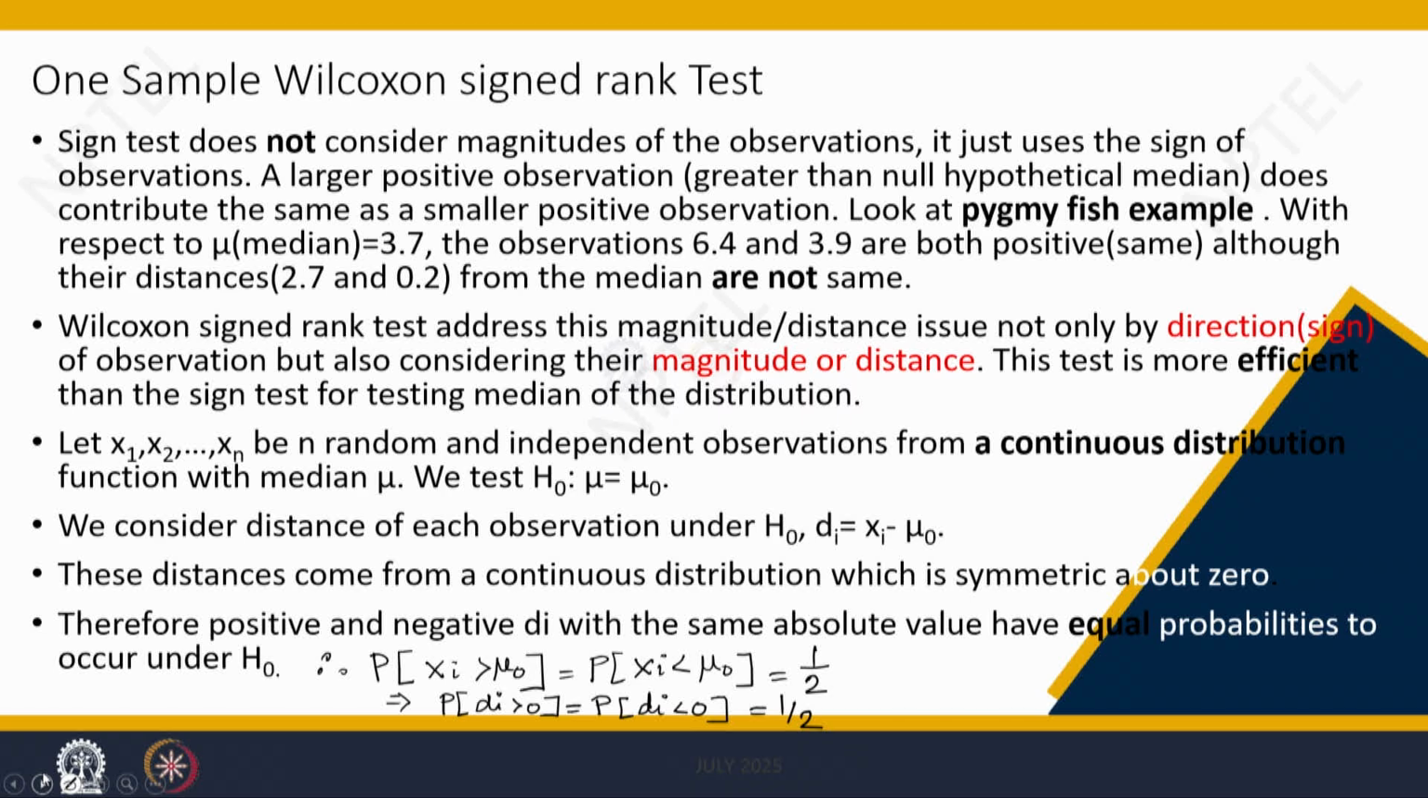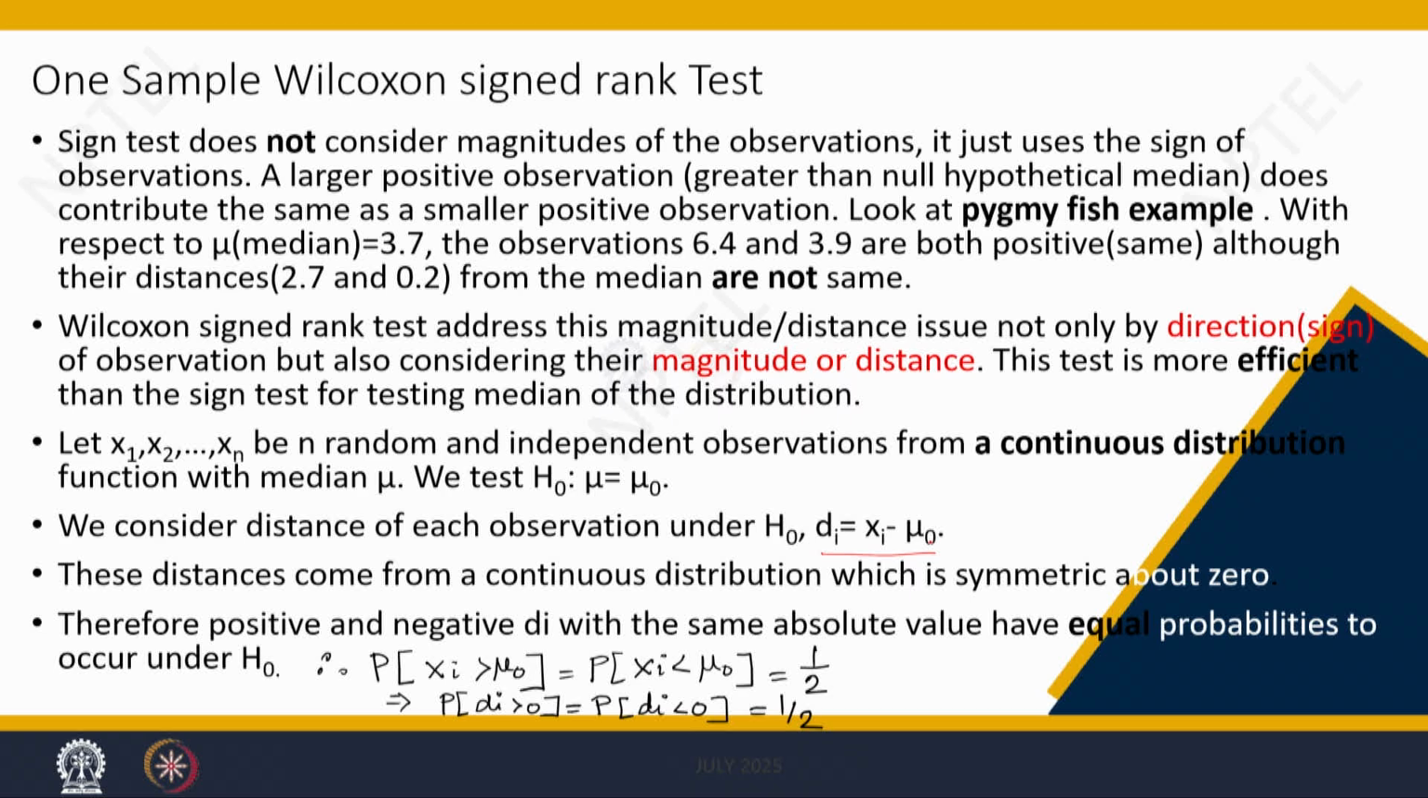Let x1, x2, ..., xn be n random and independent observations from a continuous distribution. I told you, never forget this assumption while dealing with tests of hypothesis under non-parametric methodology. So, we test H naught: mu is equal to mu 0. We consider the distance of each observation under H naught, and di stands for the distance. How do you find di? That is xi minus mu 0.